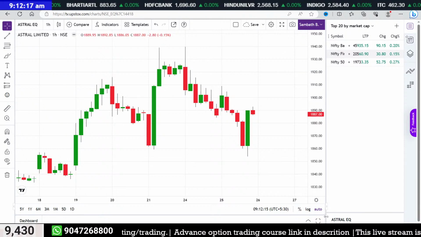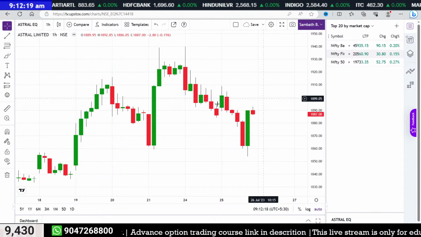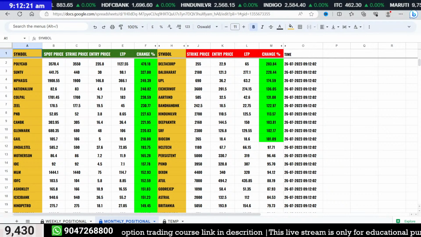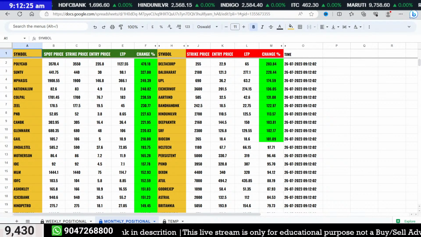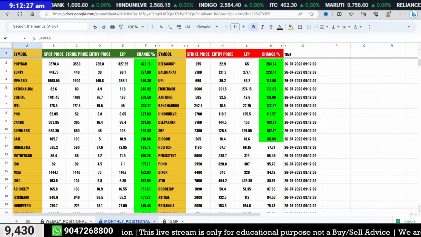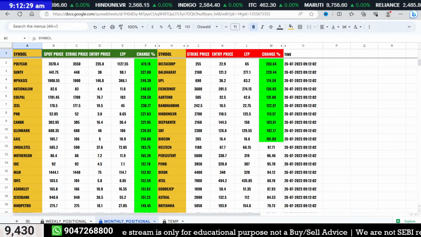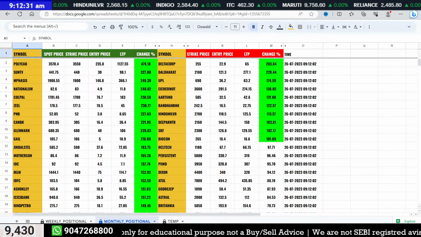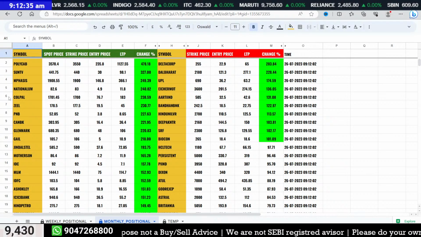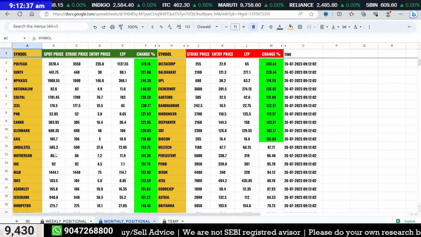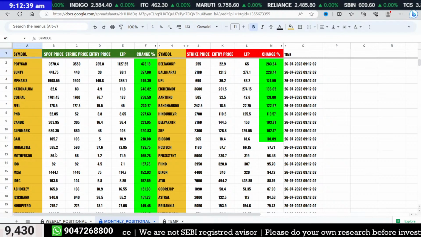We will try to find some opportunities. Before that, the Google Sheet scanner we are using can be used for intraday purposes only this week, because of physical delivery and expiry. Maybe tomorrow or the day after tomorrow, the market is going to expire. And these are all the stocks in monthly position.